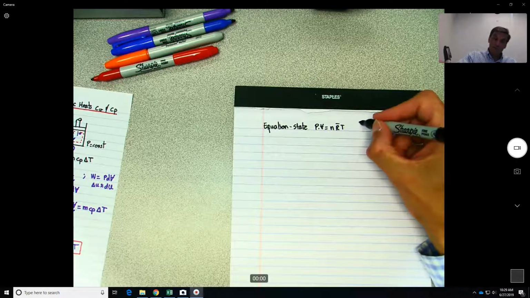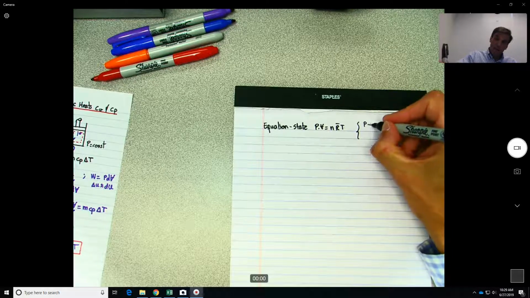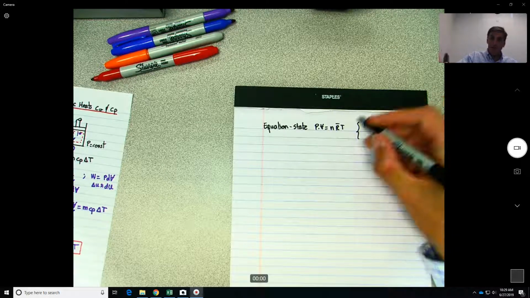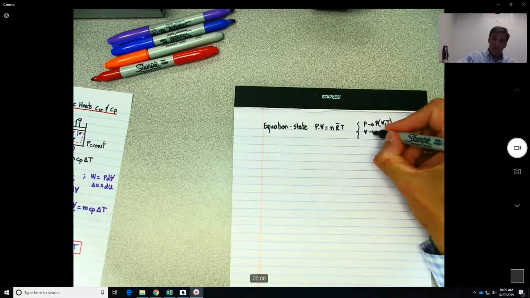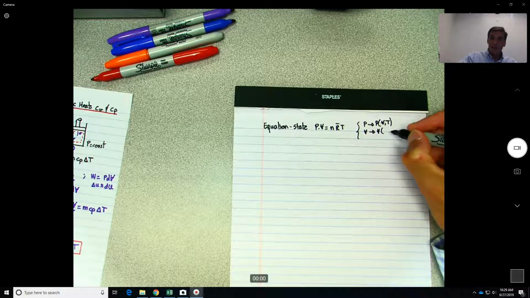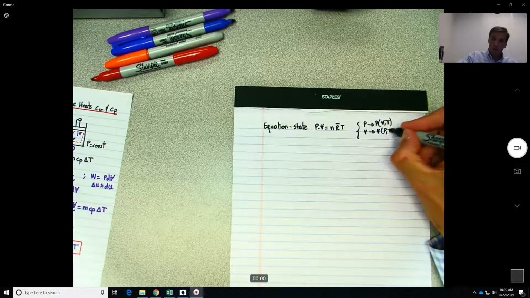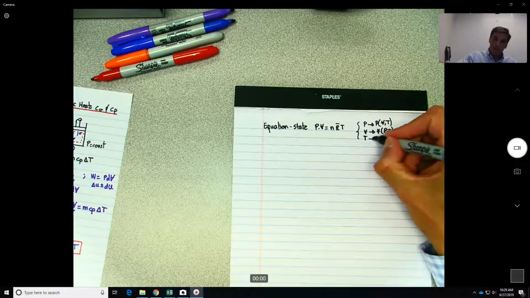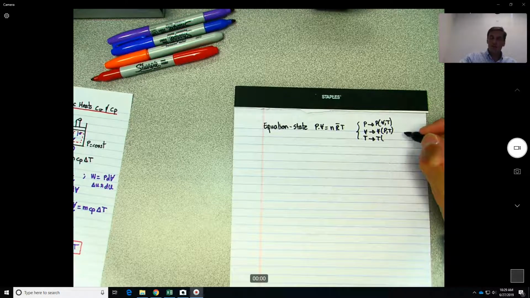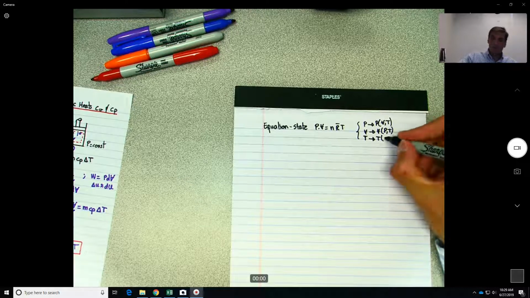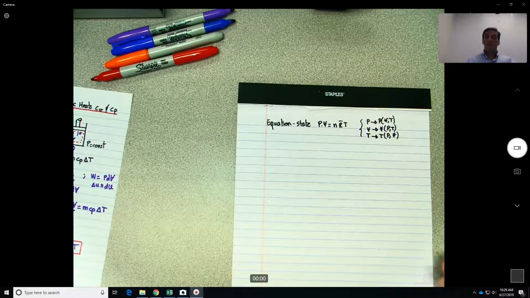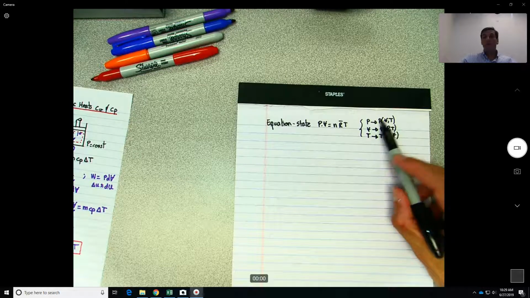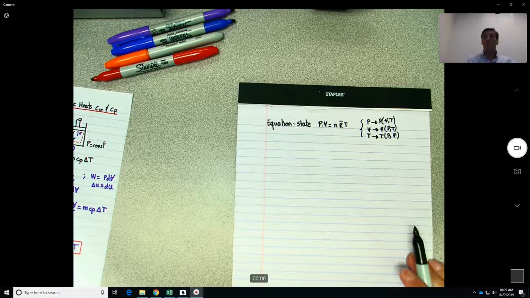So let's say out of this function, if you want to find the pressure, it would be a function of what? Volume and temperature. Let's say you want to find the volume, you will say the volume will be a function of the pressure and the temperature. And if you want to find the temperature, you will say the temperature will be a function of the pressure and the volume. Okay? So basically we are not dealing with functions of one variable, we're dealing with functions of two variables.